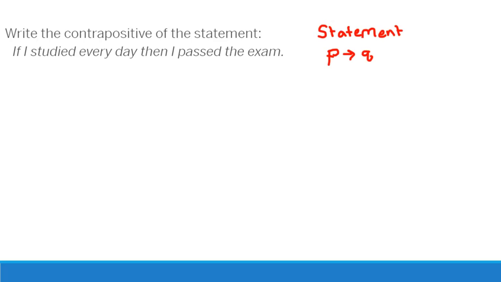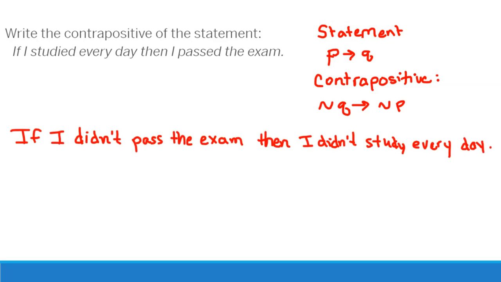If our original statement is if P then Q, the contrapositive of that is if not Q, then not P. For this sentence, the P is I studied every day. It's the part after the if. And the Q is I passed the exam. That's the part after the then. So the contrapositive would be if I didn't pass the exam, then I didn't study every day.